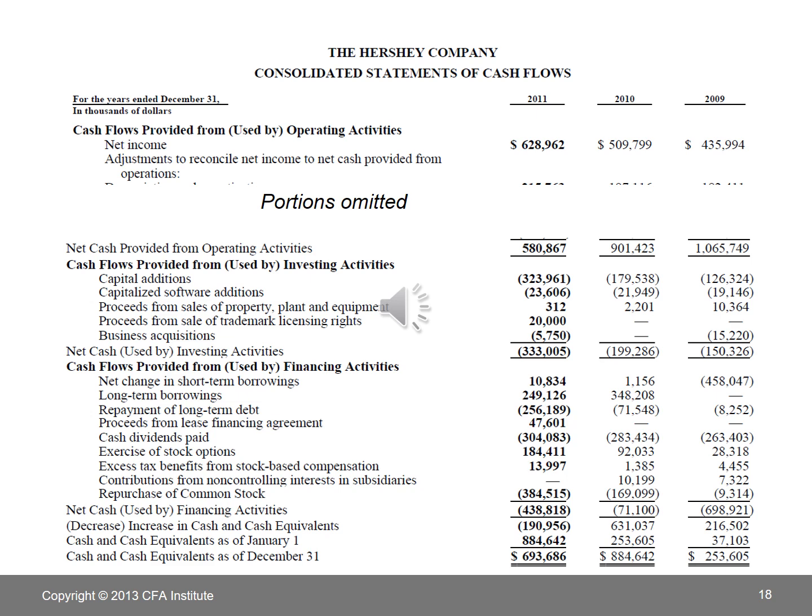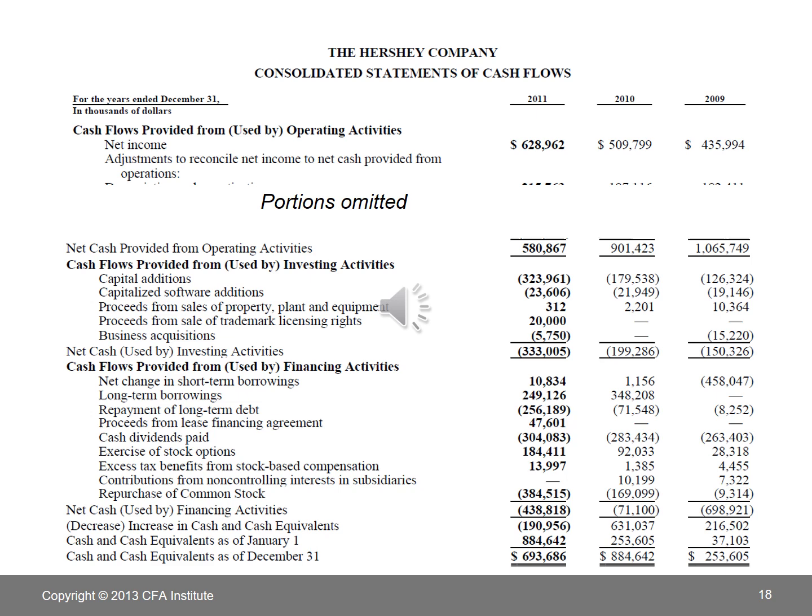Details of the adjustments are not shown here for presentation purposes. It would make the slide a bit too long. It's not going to fit the slide size, so it was omitted. This approach in reporting cash flow from operating activities is termed the indirect method.